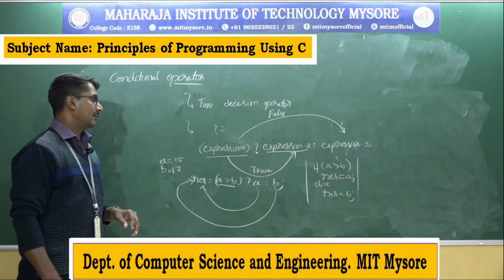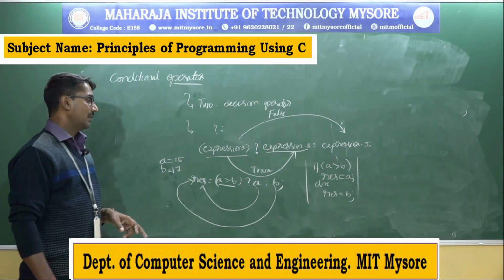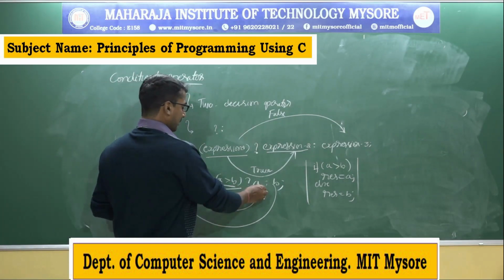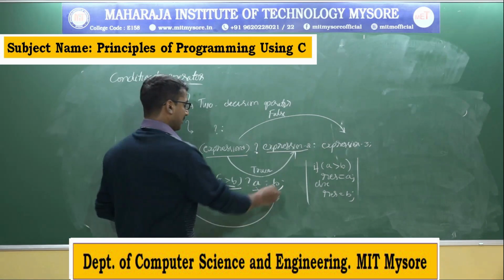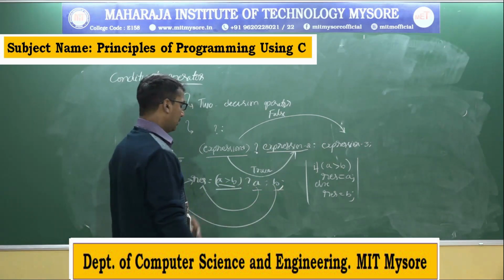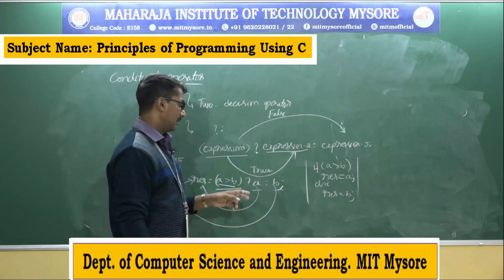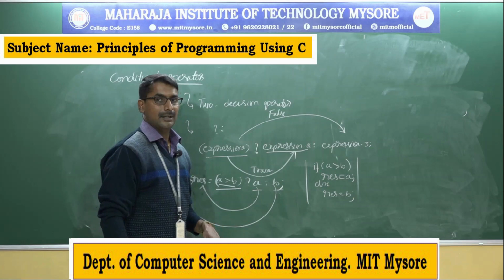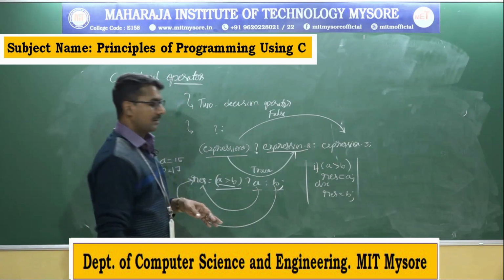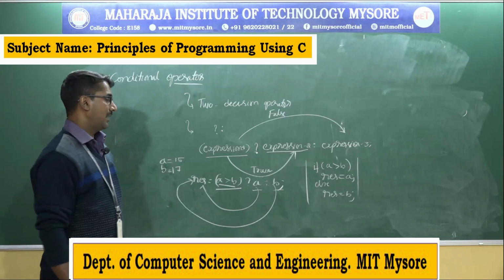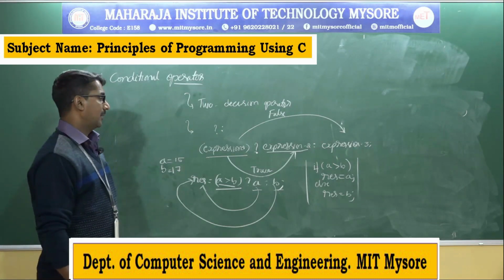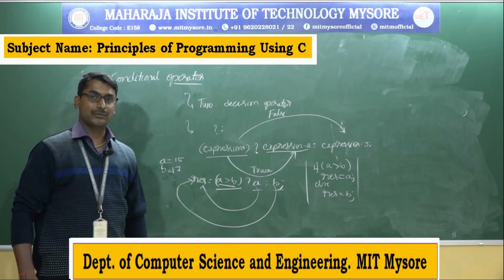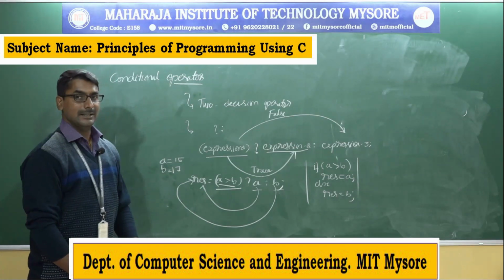This operator consists of 3 operands. You can see here, expression 1 is one operand, expression 2 is the second operand, and expression 3 is the third operand. So the conditional operator consists of 3 operands. That's why this operator is called the ternary operator. An operator that consists of 3 operands is called a ternary operator. The ternary conditional operator is used when you are performing a two-way decision.